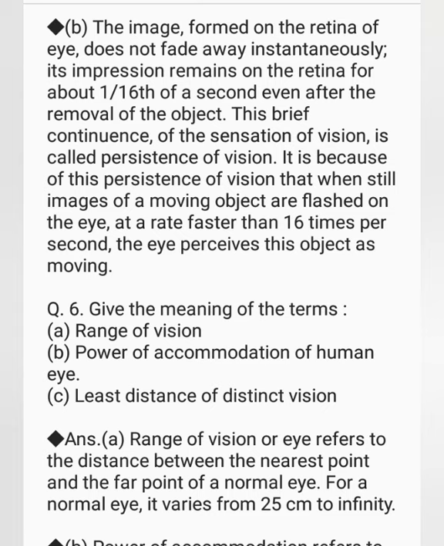Now the next term, the persistence of vision. The image formed on the retina of the eye does not fade away instantaneously. Its impression remains on the retina for about 1/16th of a second, even after the removal of the object. This brief continuance of the sensation of vision is called persistence of vision. It is because of this persistence of vision that when still images of a moving object are flashed on the eye at a rate faster than 16 times per second, the eye perceives this object as moving.